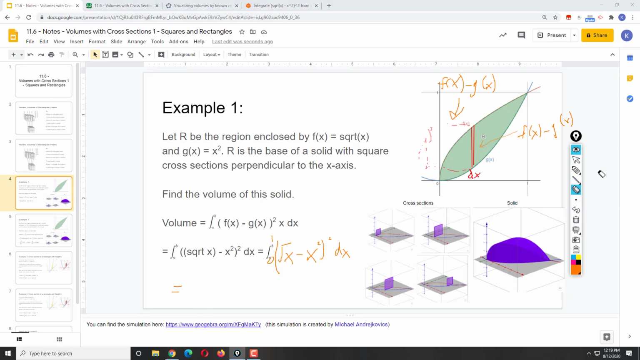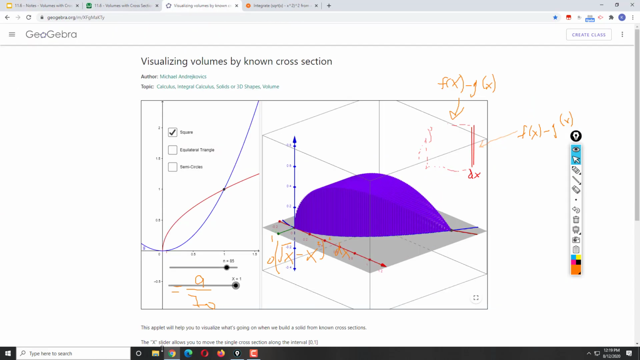And we get 9 over 70. So that's the volume of the solid. That's the volume of this solid.